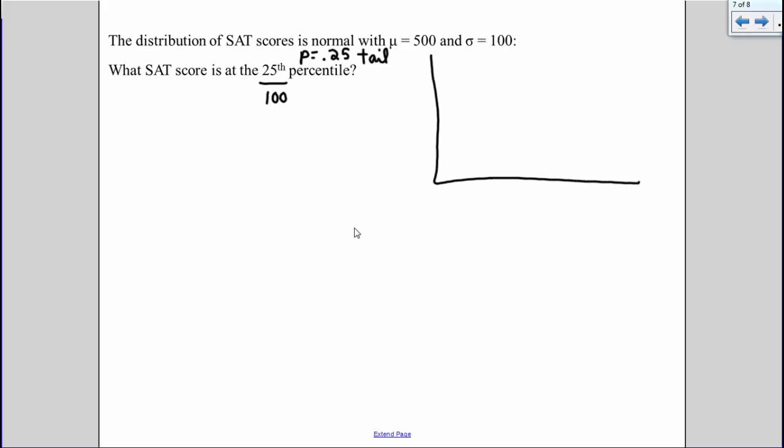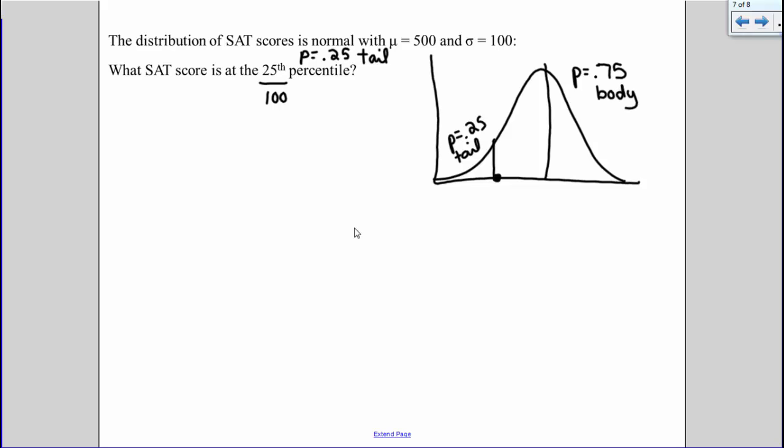So a score at the 25th percentile separates the bottom 25% from the top 75%. So we would have p equals 0.25 in the tail here. Or we could look for p equals 0.75. Whoop, that's a 9. 0.75 in the body. Whichever. We're looking for the score that separates the bottom 25% from the top 75%. And we are still going from p to z to x.